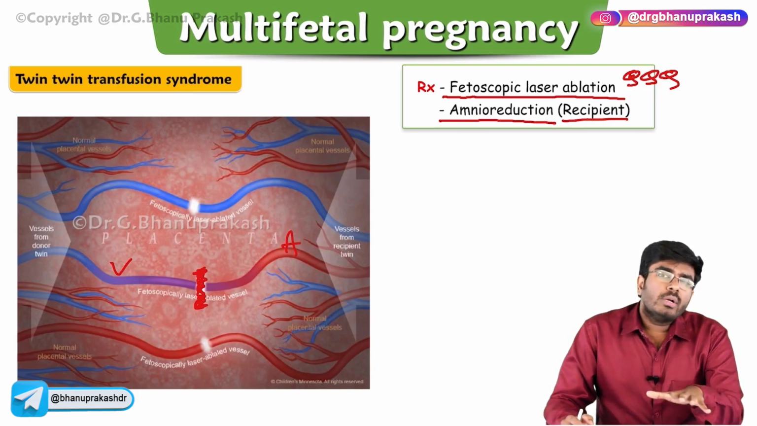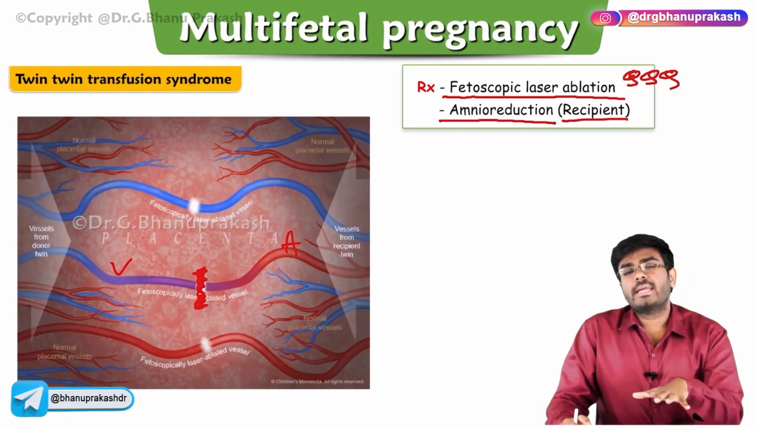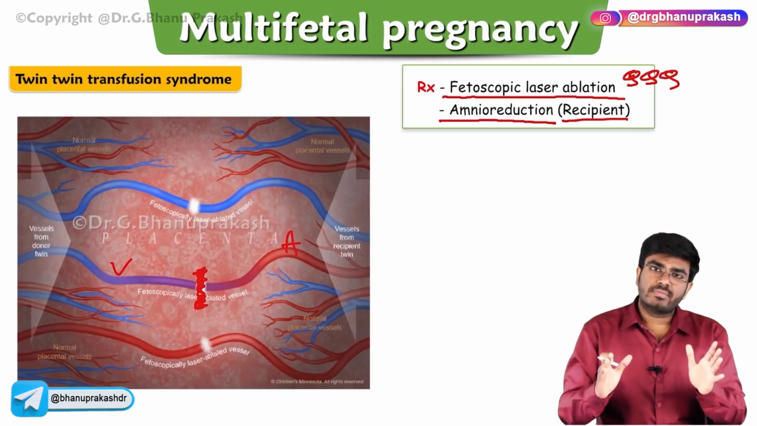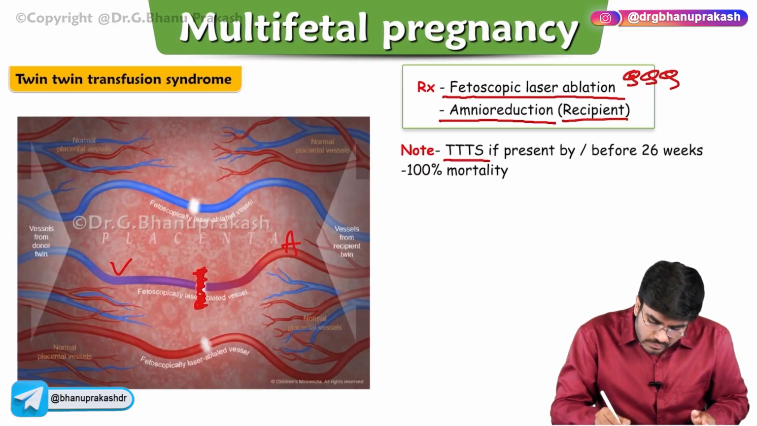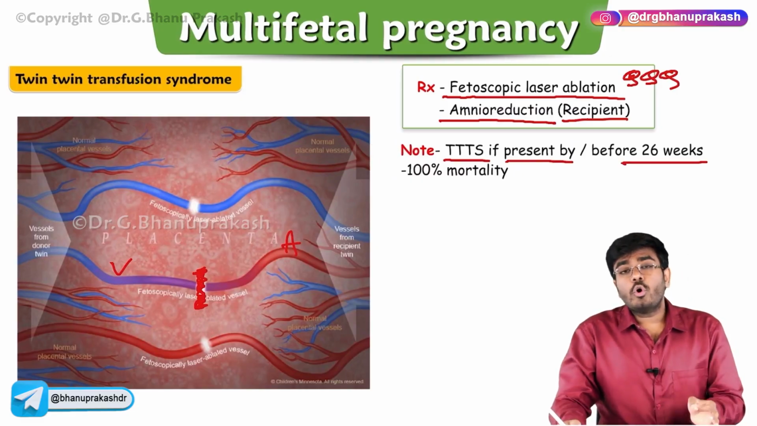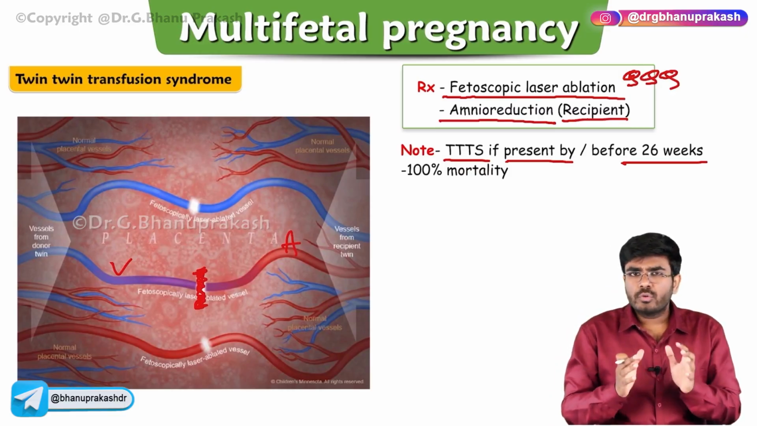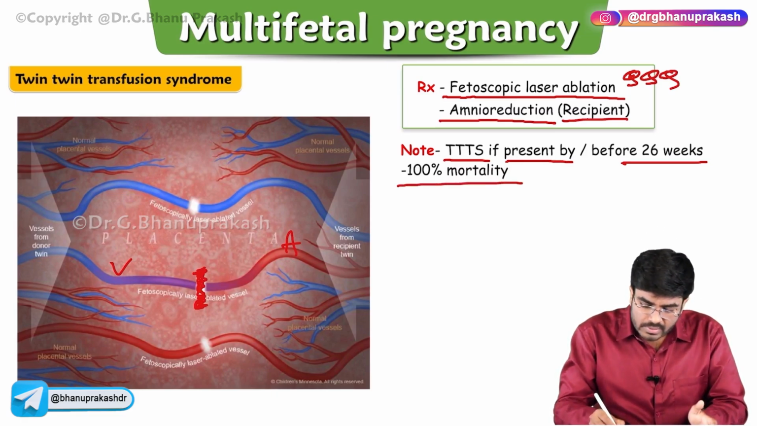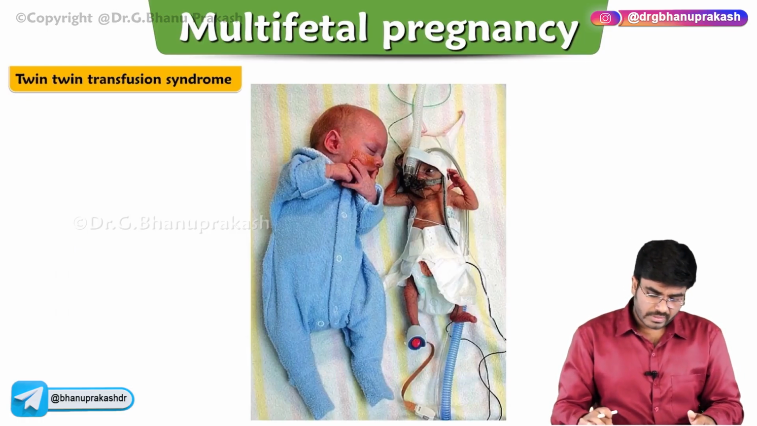Because if you don't diagnose this condition, twin transfusion syndrome, in an appropriate time, there is 100% chance of mortality. Both the twins will die. You can lose both the twins. So take this point: if twin transfusion syndrome is present by or before 26 weeks and you don't diagnose and treat it appropriately, you have to do the fetoscopic laser ablation. If you don't do treatment in a proper time, there is 100% risk of mortality of both the twins. So this is the management of twin transfusion syndrome.